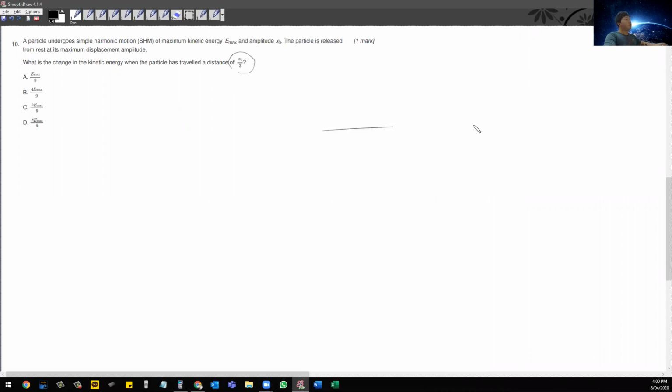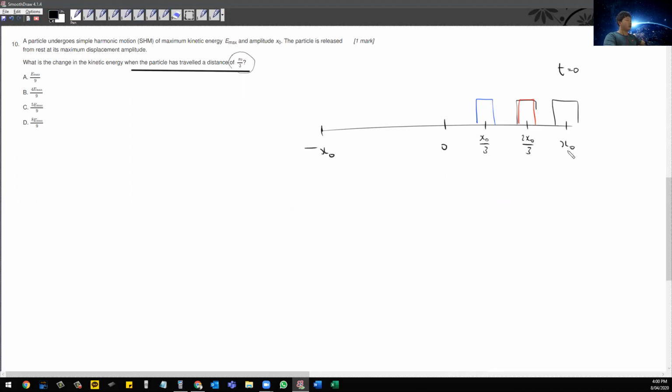Okay, so when it was over here, and this is x naught and this is negative x naught, when it has traveled a third of x naught, so that means this is 1, 2, does that mean it's here or here? When it says when the particle has traveled that much. So time is 0, initially it starts from there, okay? This is x naught over 3. This is 2x naught over 3, and this is 3x naught over 3, which is x naught.